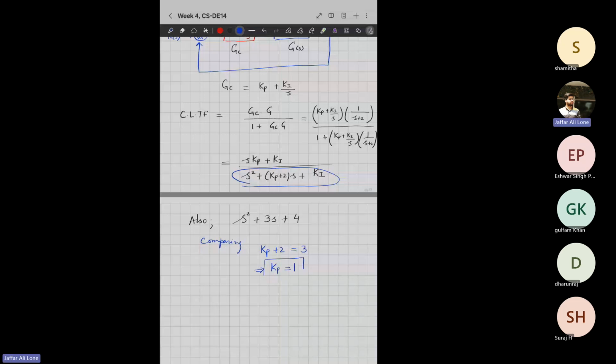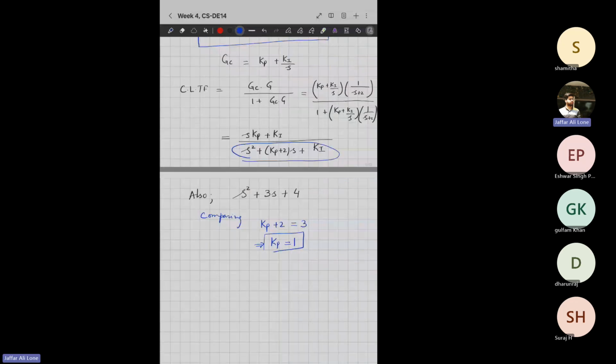Perfect. Similarly, your KI is already given as 4. See, KI is this. Perfect. So we got the values of KP and KI.